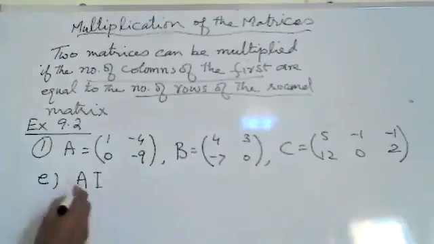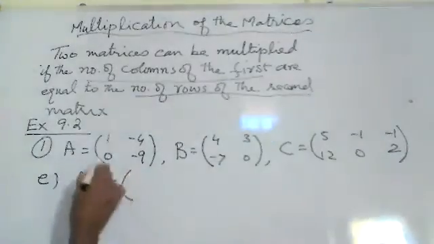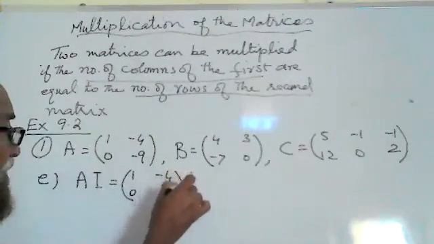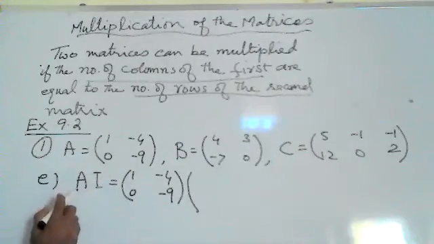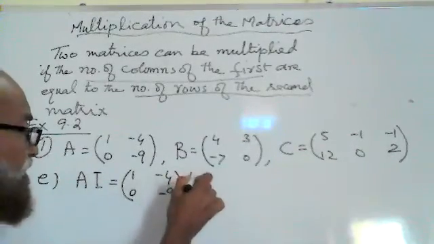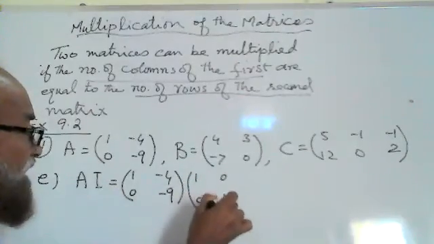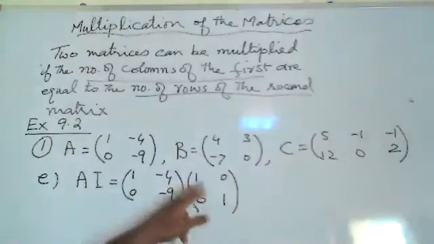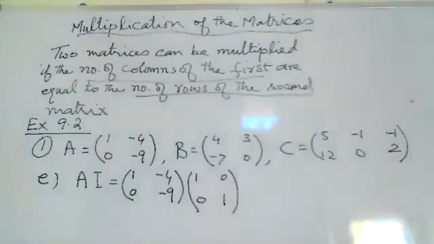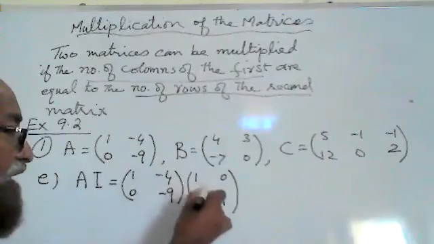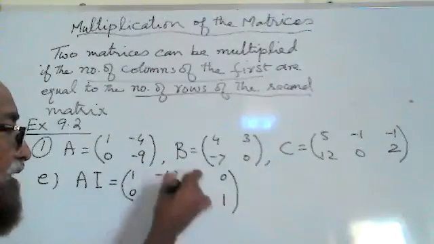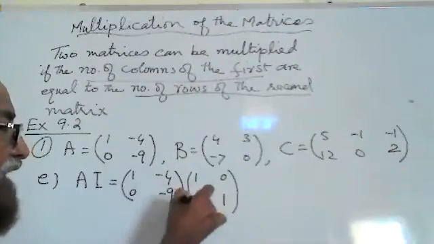We will write matrix A equal to 1, minus 4, 0, minus 9, multiplied by I2. If A is 2 by 2, I should also be 2 by 2. This is 1, 0, 0, 1, the identity matrix. Only in the primary diagonal we will find 1, 1, and all the other elements are zeros. This is the primary diagonal. So all numbers on it are 1, and the others are all 0.